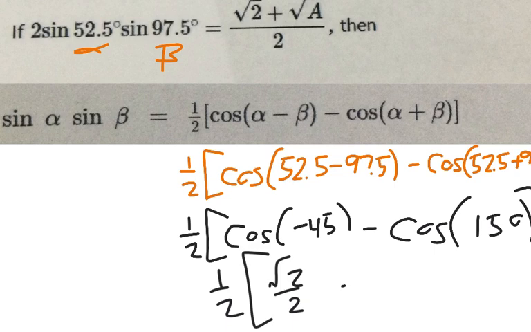Cosine of 150 puts me in the 2nd quadrant. Cosine is negative. I have a reference angle of 30. So adjacent from 30 is radical 3. Hypotenuse is 2. So that's negative radical 3 over 2. So there's already a minus there. So minus radical 3 over 2, or minus negative radical 3 over 2 becomes plus.